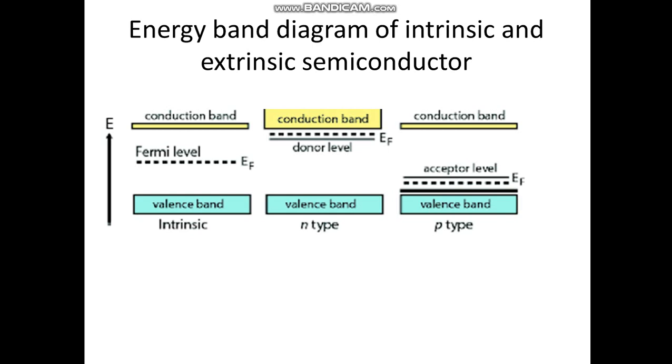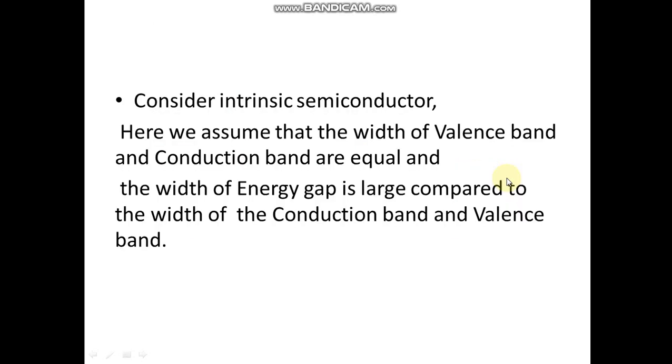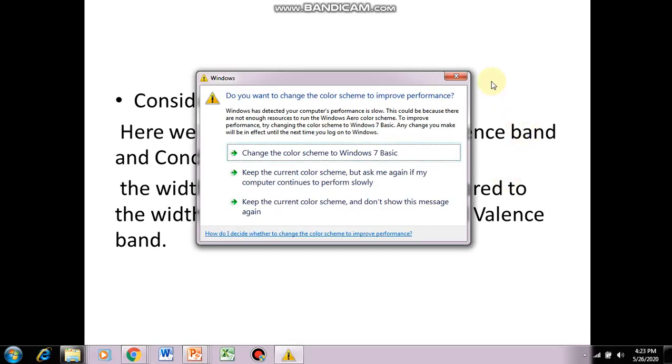We can see over here that in the intrinsic semiconductor, the Fermi level is in between the conduction band and the valence band. In the n-type semiconductor, the Fermi level is near the conduction band, whereas for the p-type semiconductor, the Fermi level is more towards the valence band. Here we are interested in the intrinsic semiconductor, where the Fermi level is in between the valence band and the conduction band.